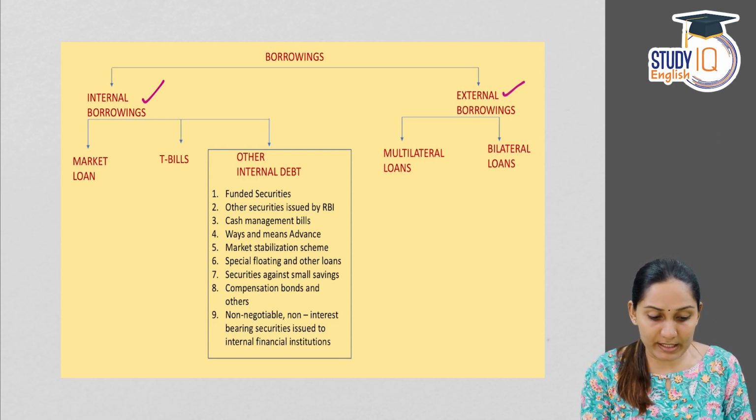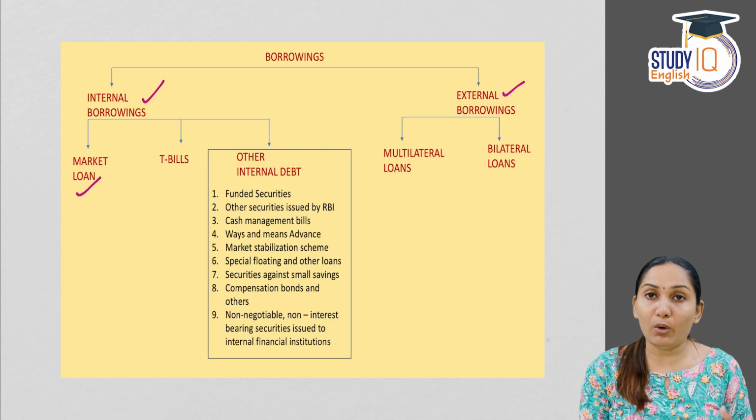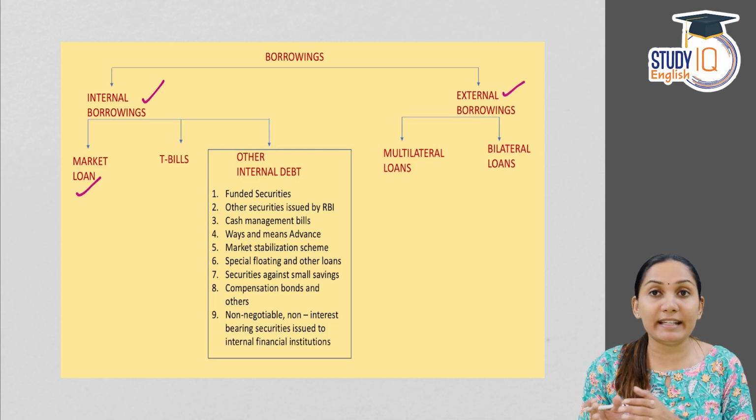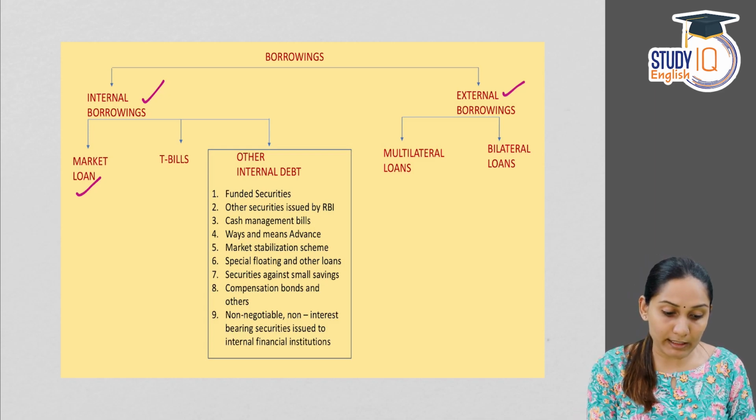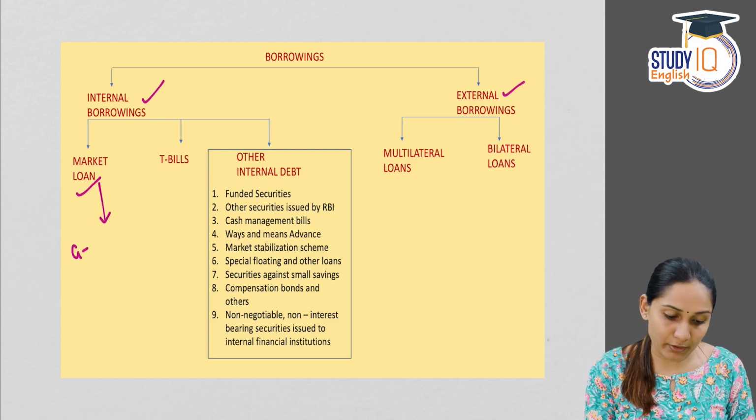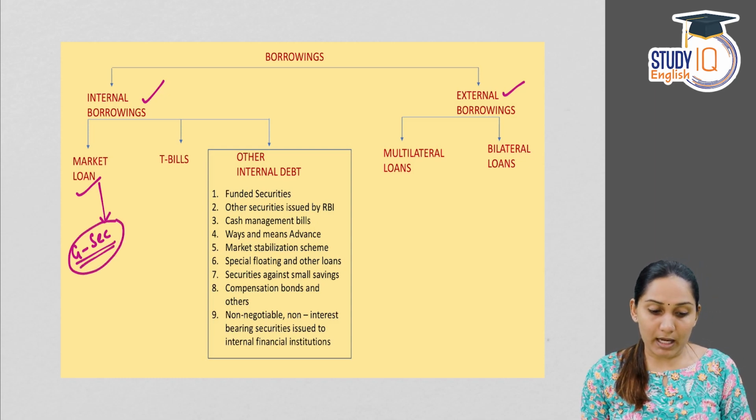So, internal borrowings can be in the form of market loan. How can market loans be raised by the government? By the issue of government securities. Government securities is an entirely different topic which we will discuss in a different video. So, market loans can be raised by the government by the issue of government securities, which are called GSEC. GSEC is government security.